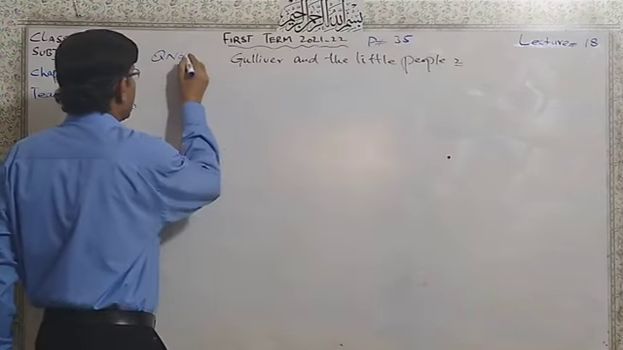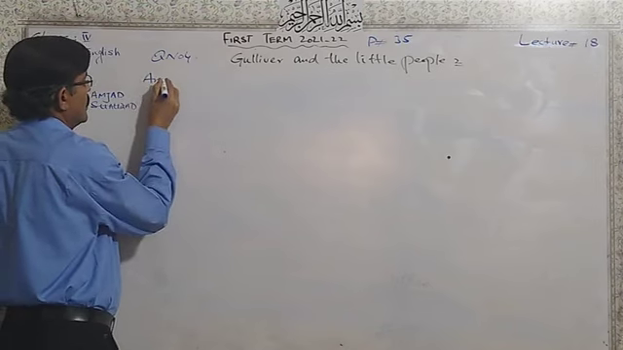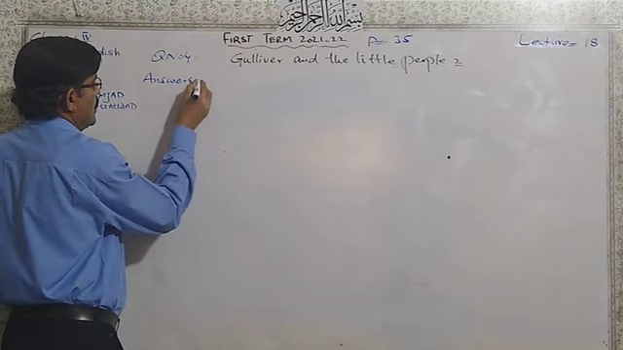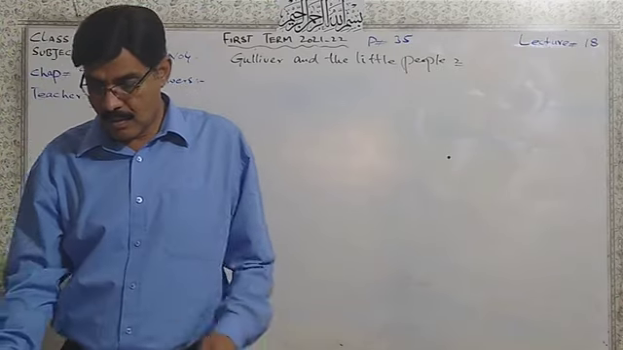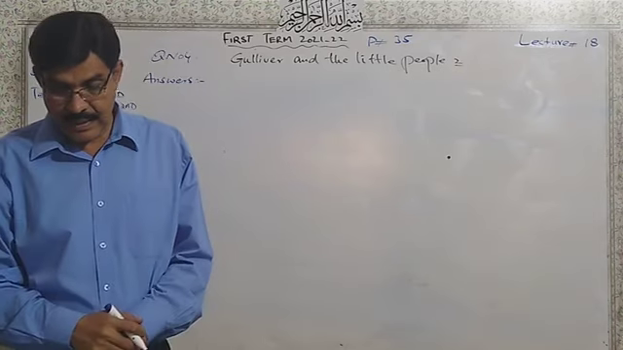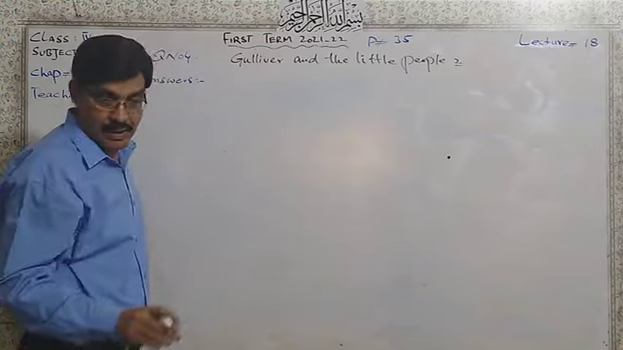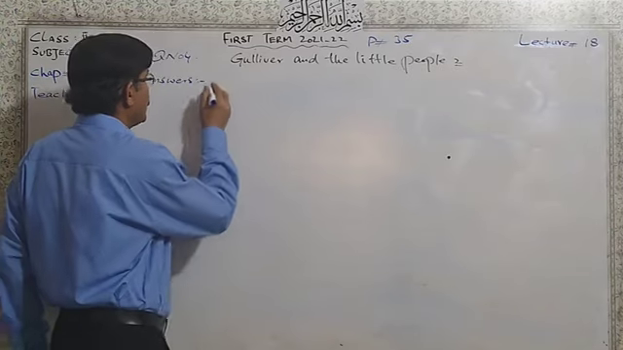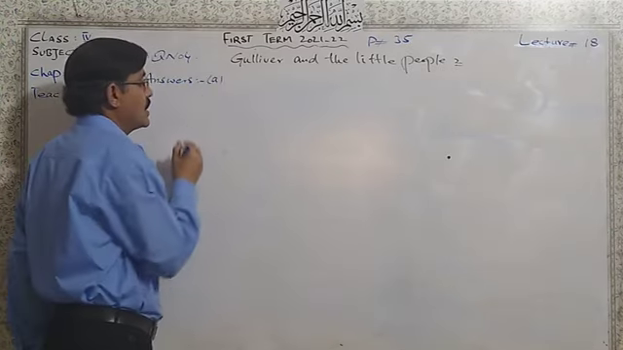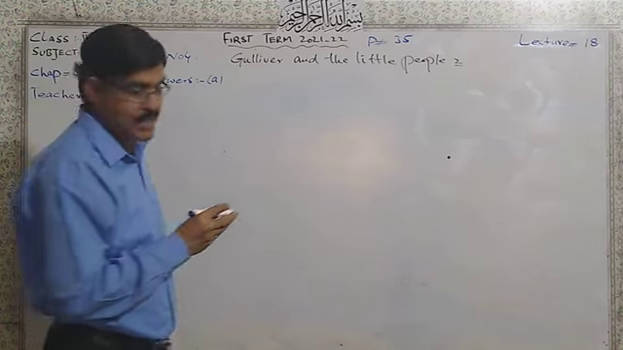Question number 4. Answer, question answer. This is question answer. Where did the king live? The king lived in a big city. I just write only the answer. You have to write only your copy, question answer. The king lived in a big city.